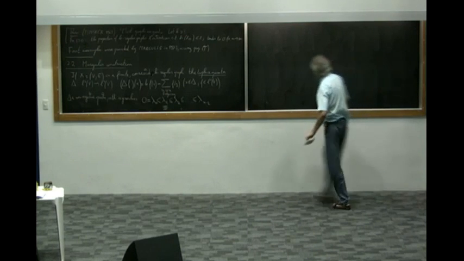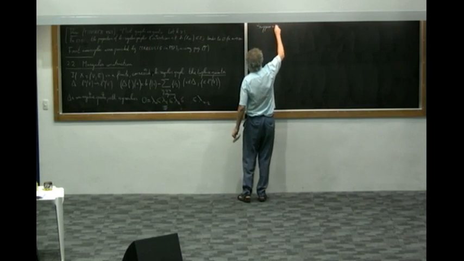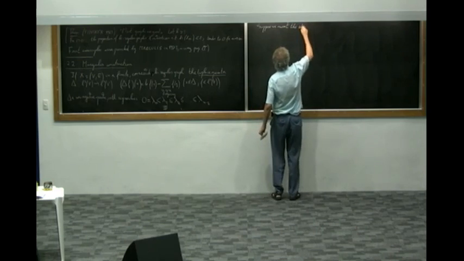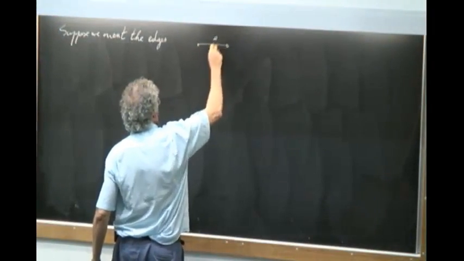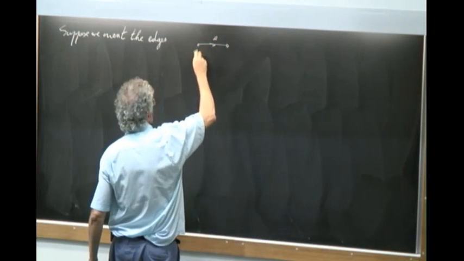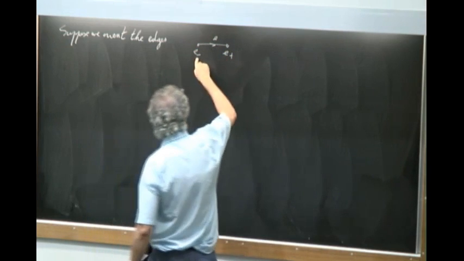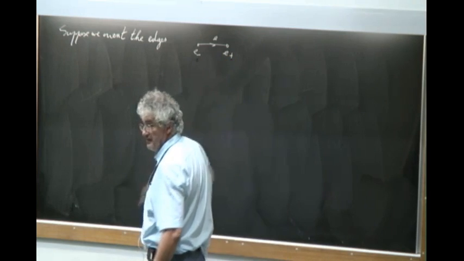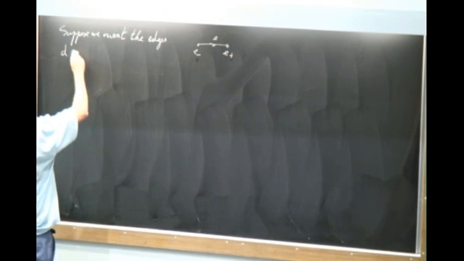Well, suppose we orient the edges. So this means that for every edge, E, we put an arrow which allows us to define the origin, E minus, and the terminus, E plus. So we orient the edges, and then we may define the co-boundary operator.